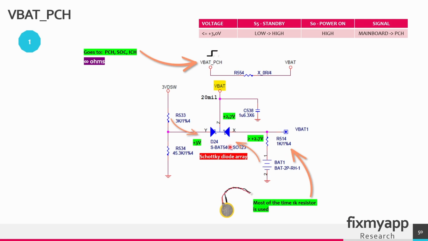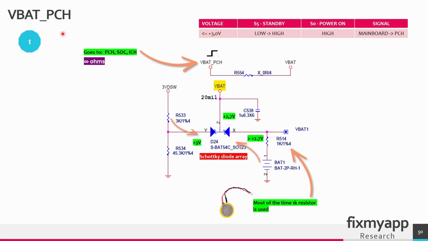This diode array has a low voltage drop of 0.2 or 0.3 volts, which ensures that the voltage reaching the RTC is as close to the source voltage as possible. The Schottky diode array can quickly switch between those 2 sources, ensuring a seamless transition between the battery or the regulator without interrupting the RTC's operation because this voltage is very stable. On most motherboards, this resistor between the coin battery and this diode array is 1 kilo ohms.